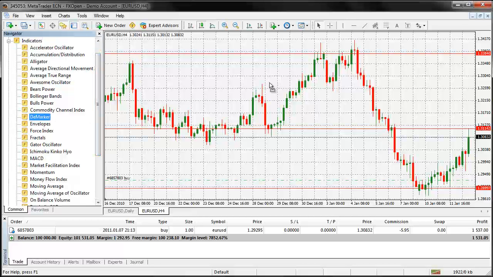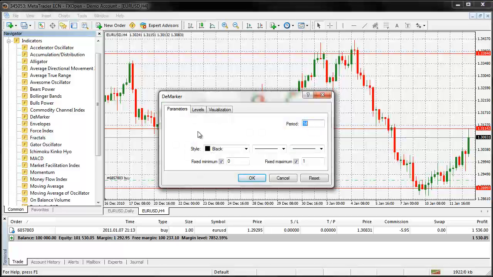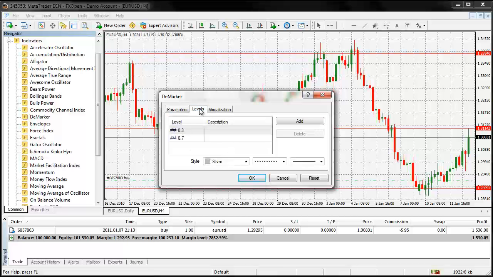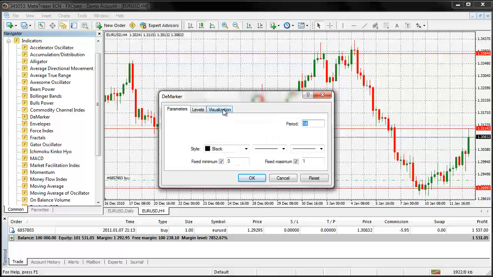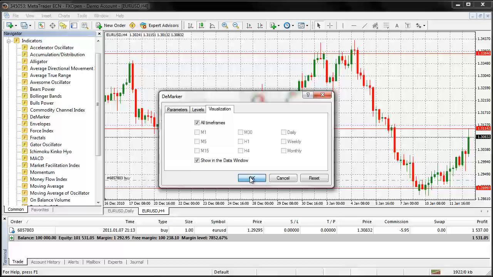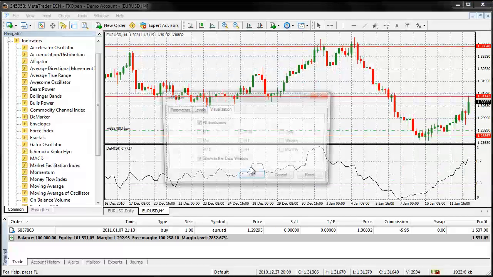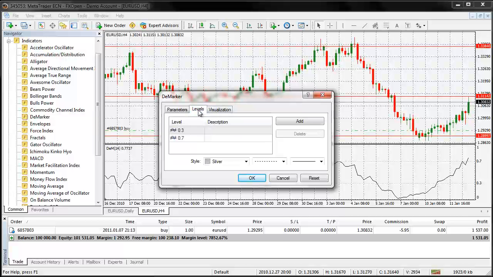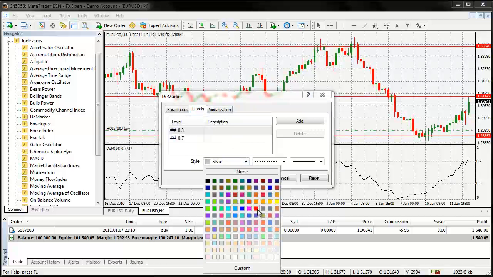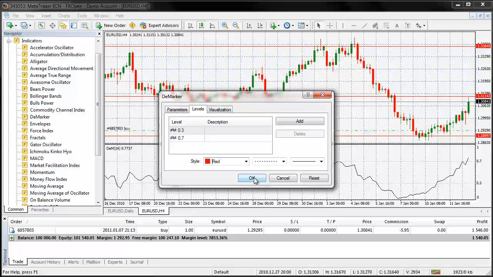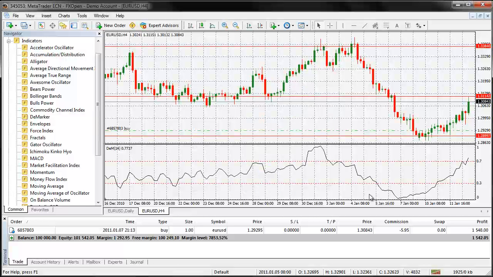Let's go over to our trading station and mark out the DeMarker right here. Left click, drag and drop. Set your style to black, leave your levels as they are, visualization OK, and then click OK. Now you can just barely see these lines, so I'm going to change them to a different color so those of us who might be colorblind can see them a little clearer.